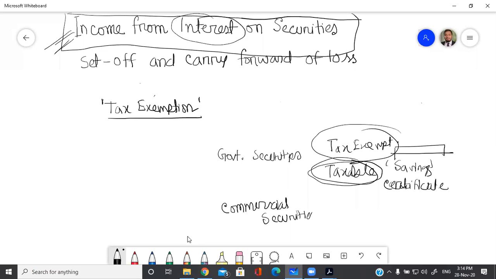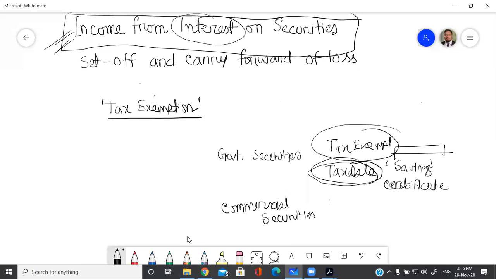Okay. Or you can know as corporate securities. So in general, corporate securities can be like debenture, it can be like bond, it can be like zero coupon bond. Okay. So some securities can be approved, some securities can be like that. Those are not approved by the government. Okay. In that case, if it is not approved, you can't get any exemption.